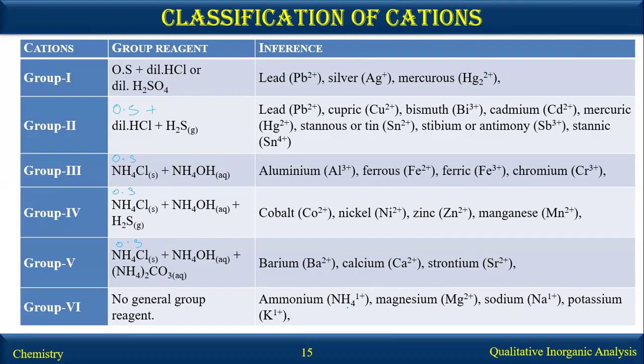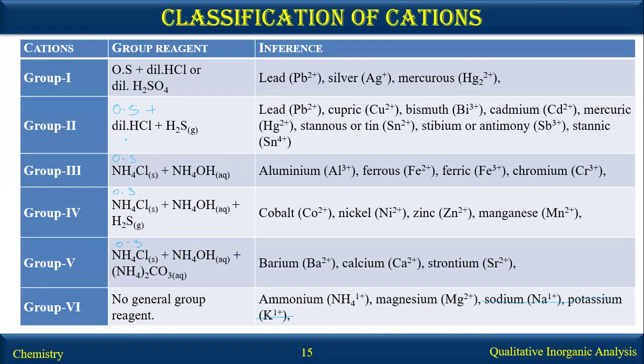All these 4 ions, which are ammonium, magnesium, sodium, and potassium, are identified by their separate reagents. Sodium and potassium are not part of our syllabus, but remember that these could be part of your viva. But ammonium and magnesium are given in almost all the colleges. Now I start from group 1.